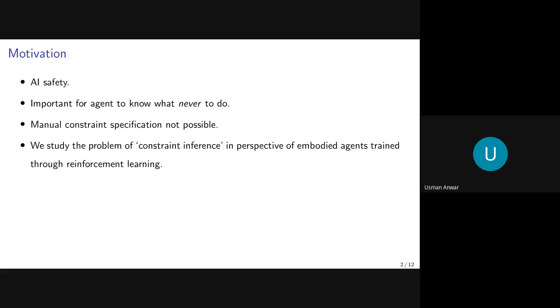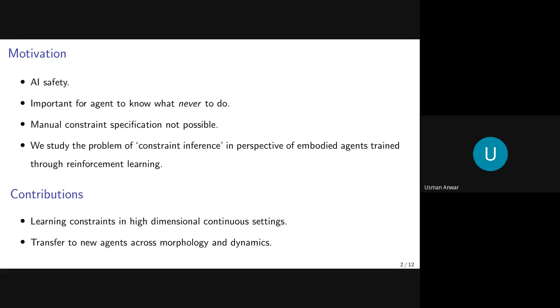AI safety is a growing concern. For agents to be safe, they need not only know what things to do, but also be aware of what never to do. However, manually specifying all such prohibited behaviors is not possible. In this work, we consider the problem of automatically learning constraints in the context of agents trained through reinforcement learning. We develop a method to learn constraints in high-dimensional continuous settings and demonstrate that constraints thus learned are transferable to other agents across morphologies and dynamics.